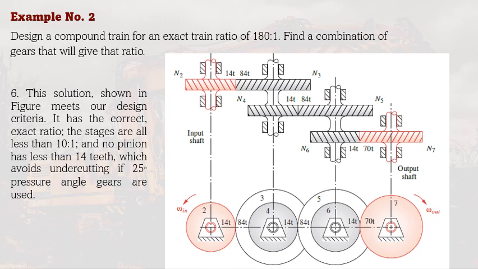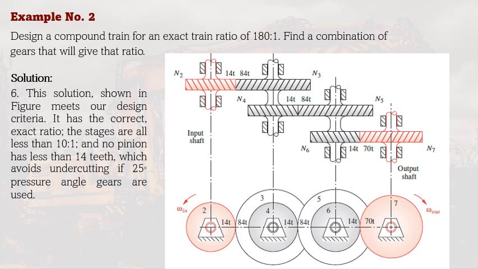So if we're going to rearrange this gear set, then we can have this solution here. We have the shaft here, which has 14 teeth, and this is our pinion, and then we have connected it to a gear of 84, and then we compounded it with another 14, and meshed it with 84 also, in the same way. Then we compounded this with 14, and we mesh it with 70. So these are the three stages here in order to obtain the desired exact train ratio of 180:1.